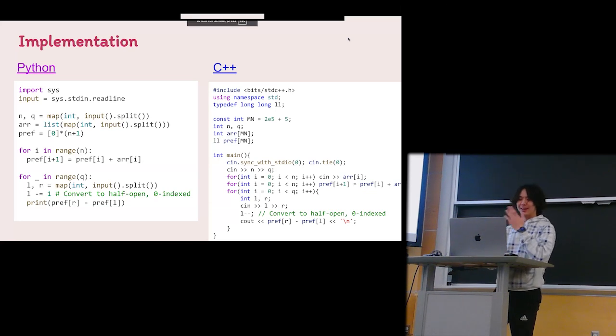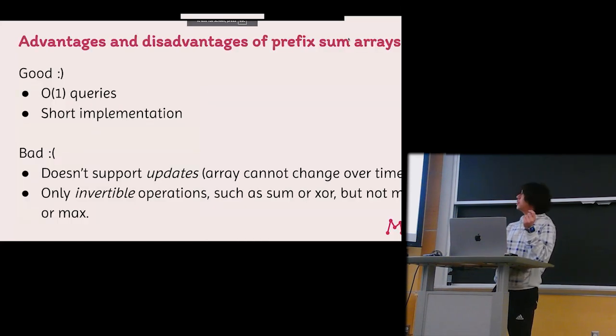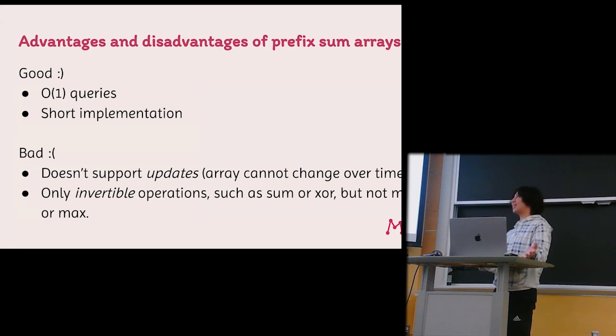So, here are some advantages and disadvantages of using prefix sum. The advantages: it's extremely efficient. It's O(1). That's the best complexity you can hope for. It's also pretty easy to implement. All you do is just add some numbers and everything just works out.